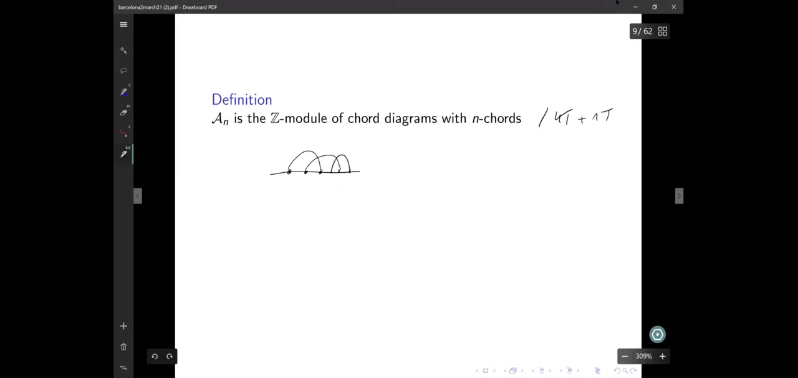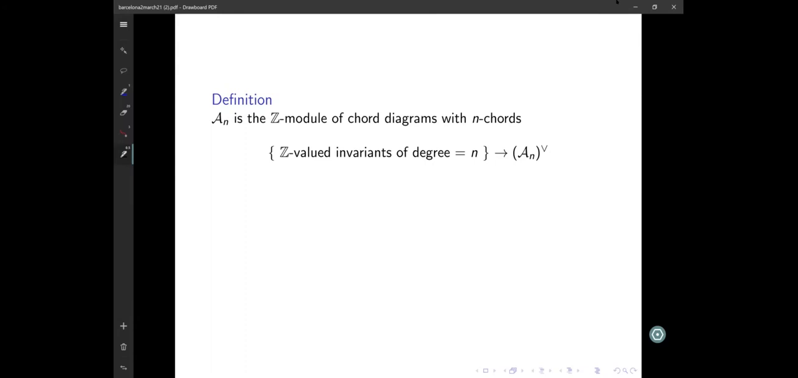And you have a map. If you're trying to classify the Vassiliev invariants, you can try to look at the following map. So if you take a Vassiliev invariant of degree n, mu, I want to produce an element in the dual module of the module of chord diagrams. So this just means the Z linear maps.